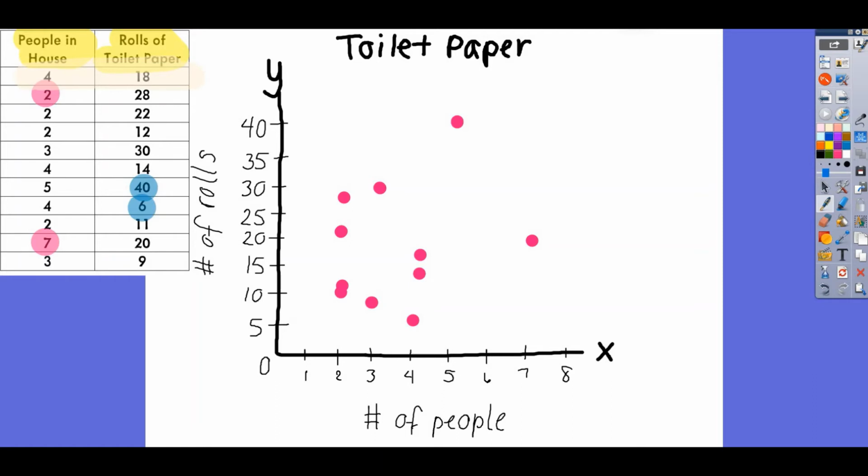Sometimes you might be asked follow-up questions like, what kind of correlation is this? This one isn't positive or negative, so it just has no correlation. And that's it. That's how you make a scatter plot.